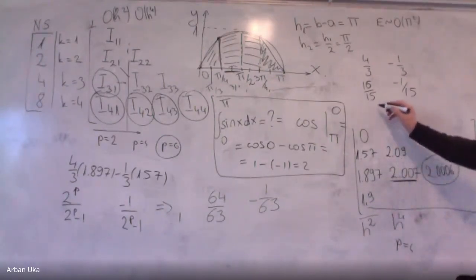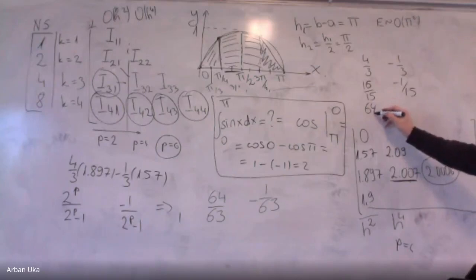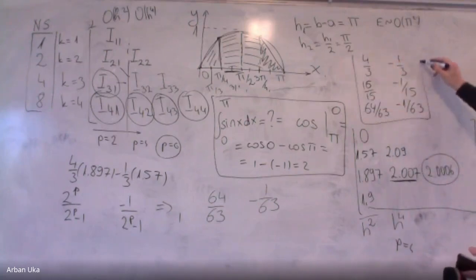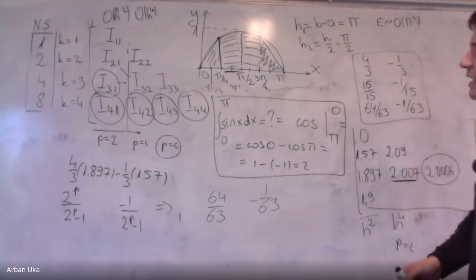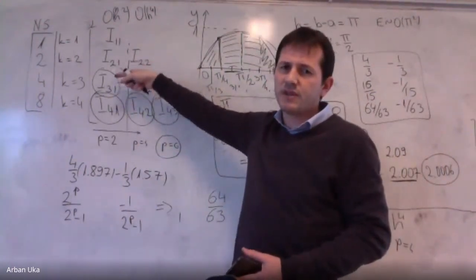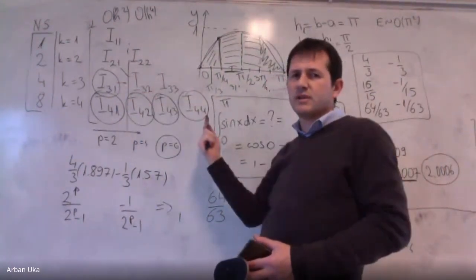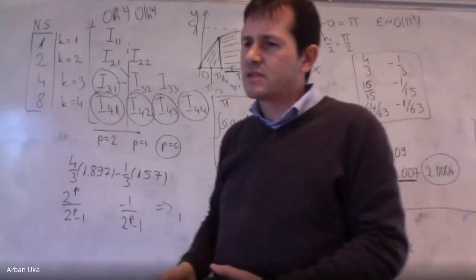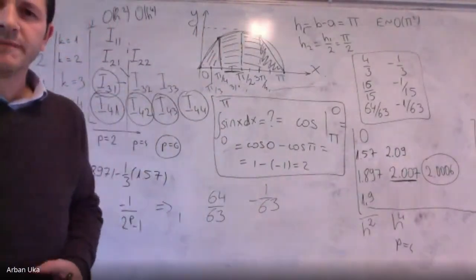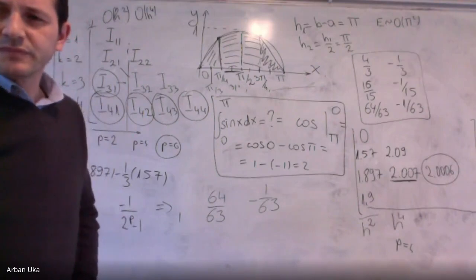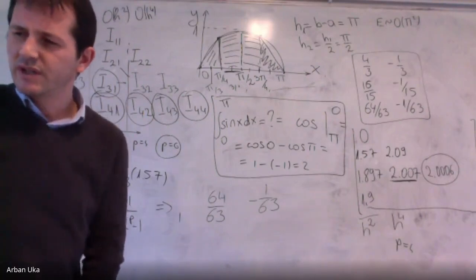But then this means that the coefficient that we will use will be 64 over 63 minus 1 over 63. So this is how these coefficients are going to be used to combine any pair of subsequent values here to get another number for a higher value of P. So this is the Richardson extrapolation, which is a very beautiful technique, and that is used in numerical integration.